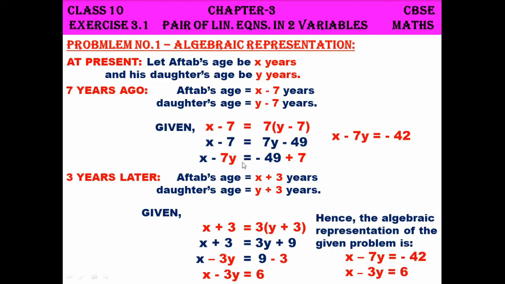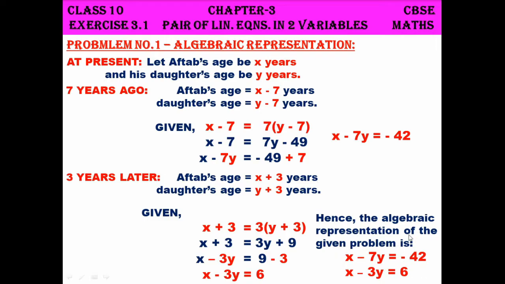Therefore, I conclude this as the algebraic representation of the given problem. So the algebraic representation of the given problem is x minus 7y equals minus 42, x minus 3y equals 6. So this is how I represent the given problem algebraically. Now I am going to show you how to represent it graphically.